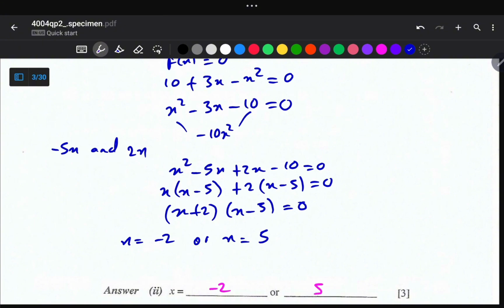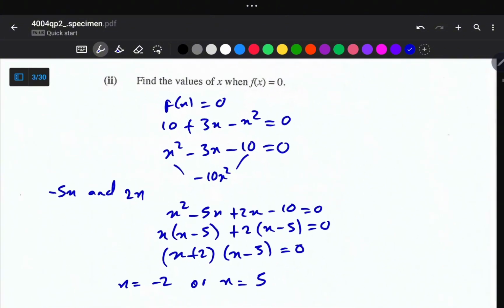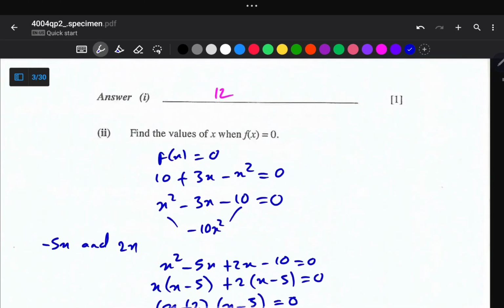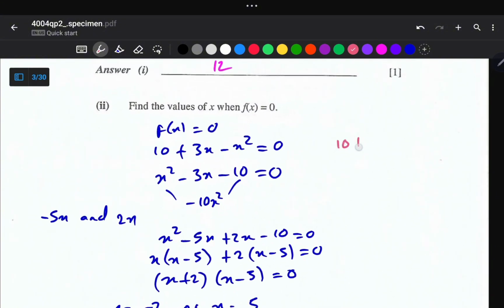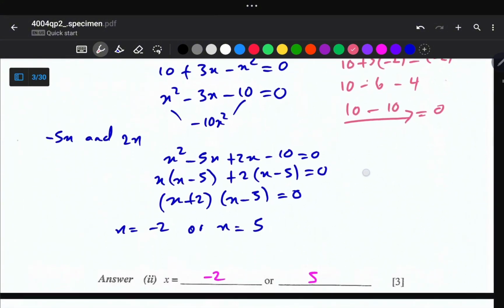But we can prove that x is equal to -2 or x is equal to 5. Given that we are told that f of x is equal to 0, if we substitute -2 for x, it must satisfy the equation f of x is equal to 0. So let's say our f of x is equal to 0 and our x is equal to -2. We can now say it is 10 plus 3 multiplied by -2 minus -2 squared. So we want to verify that this is equal to 0. So this gives us 10 minus 6 minus 4. So 10 minus 6 minus 4 gives us 0. So here it is equal to 0. Okay, so x is equal to negative 2.